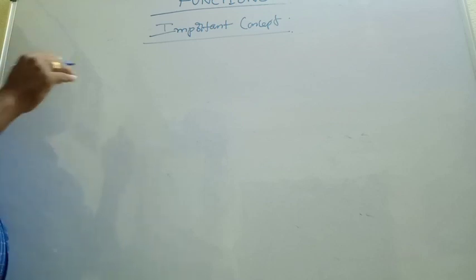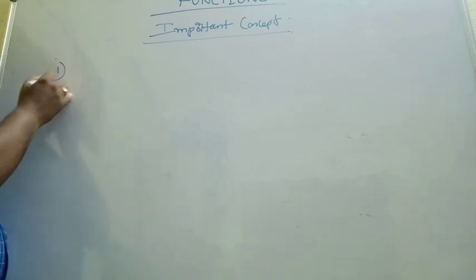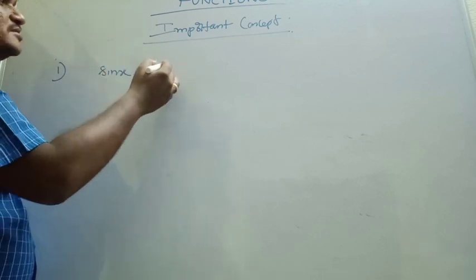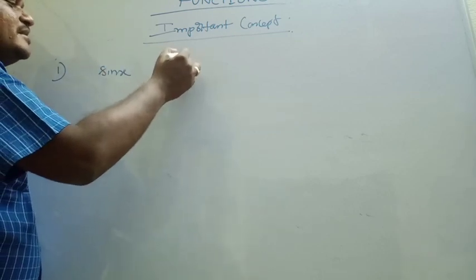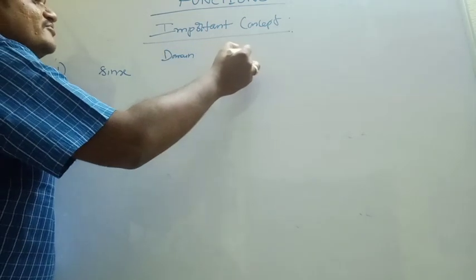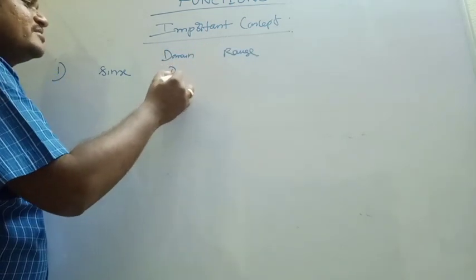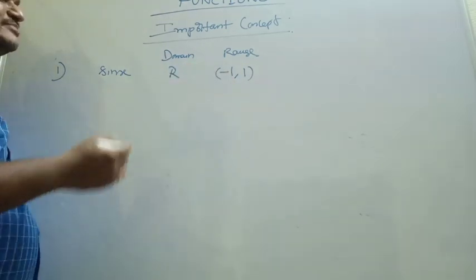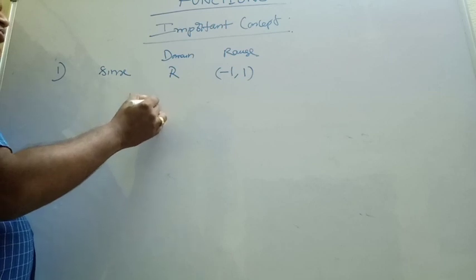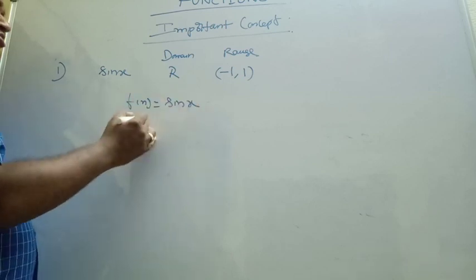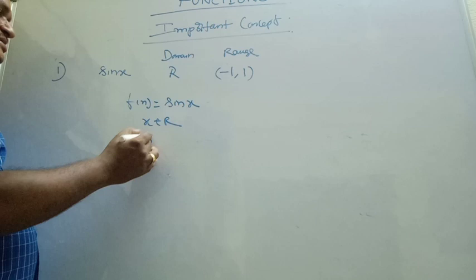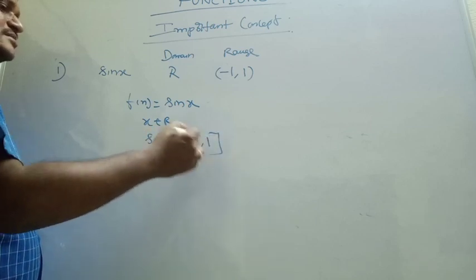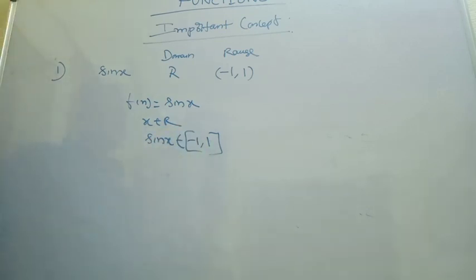Concept that every student has to learn here. You know that for sin x, the domain and the range are like this. If you take the domain, it is the set of all real numbers and the range becomes -1 to 1. That means if you have f(x) = sin x, x belongs to R and sin x belongs to -1 to 1.